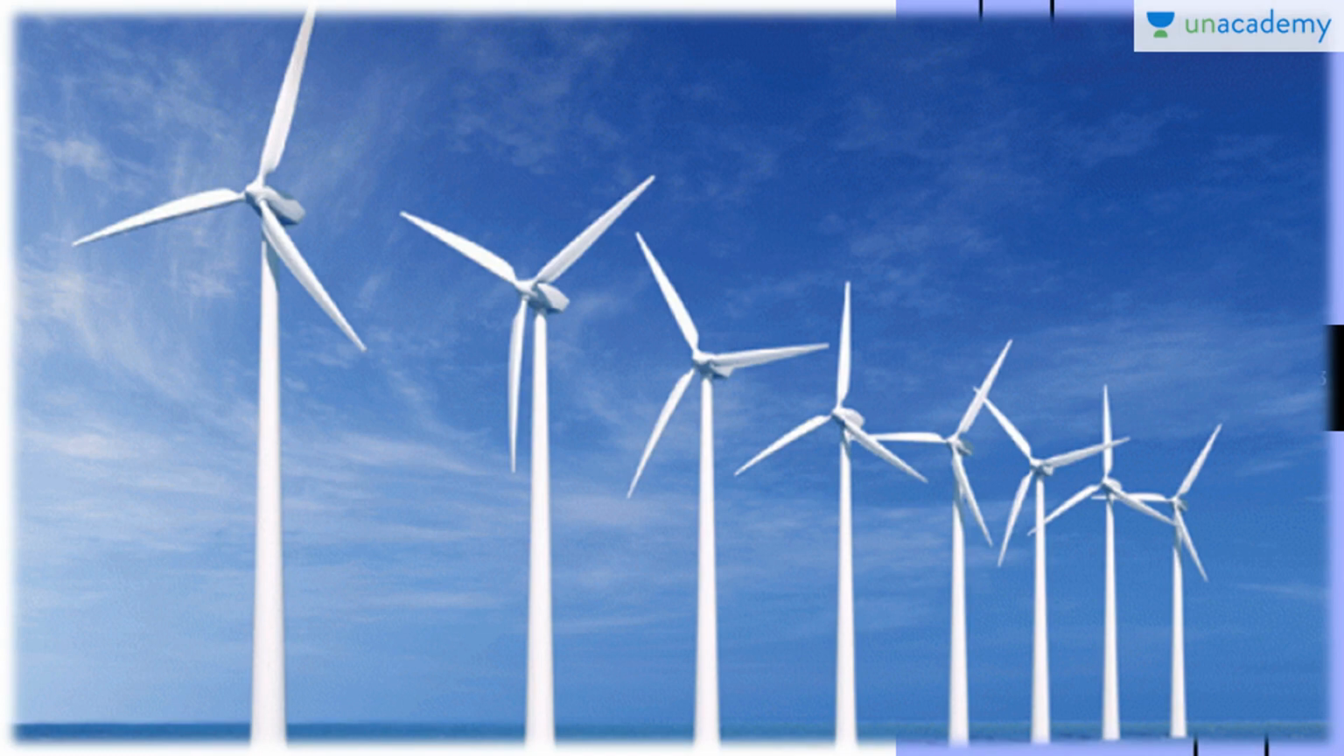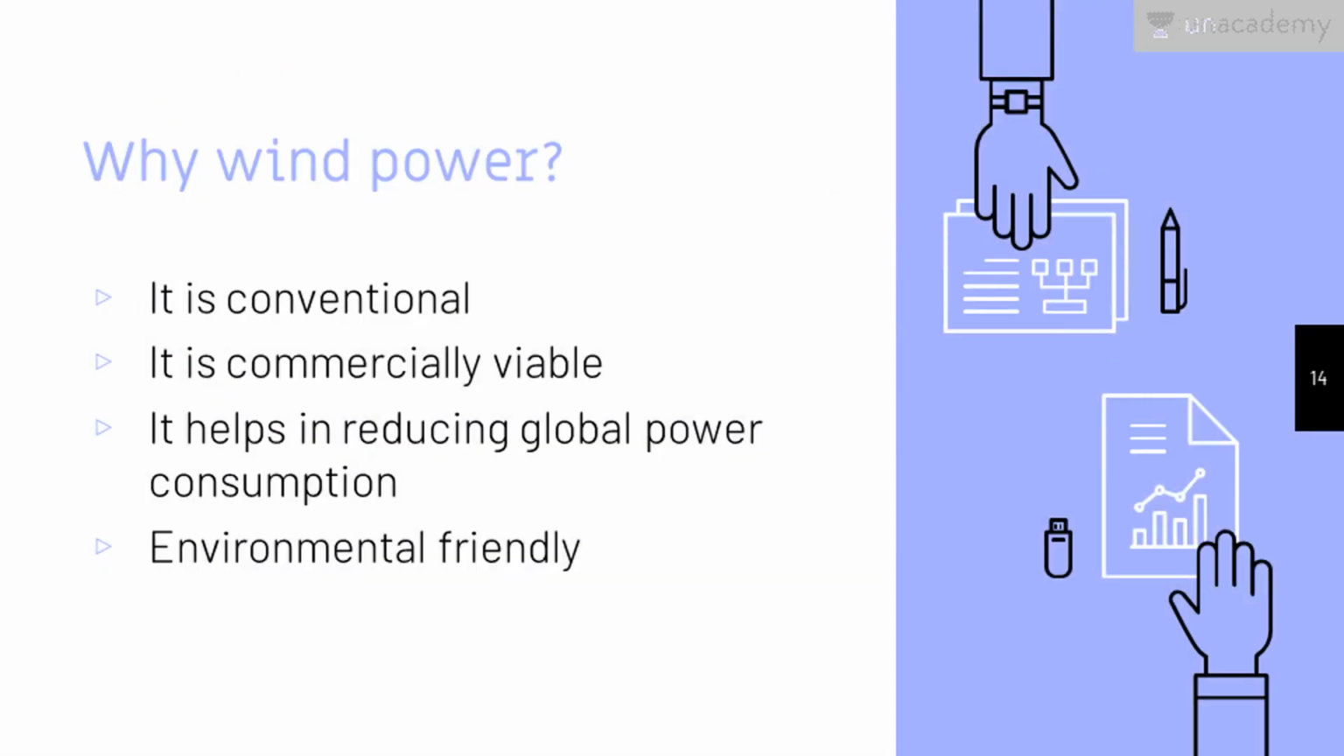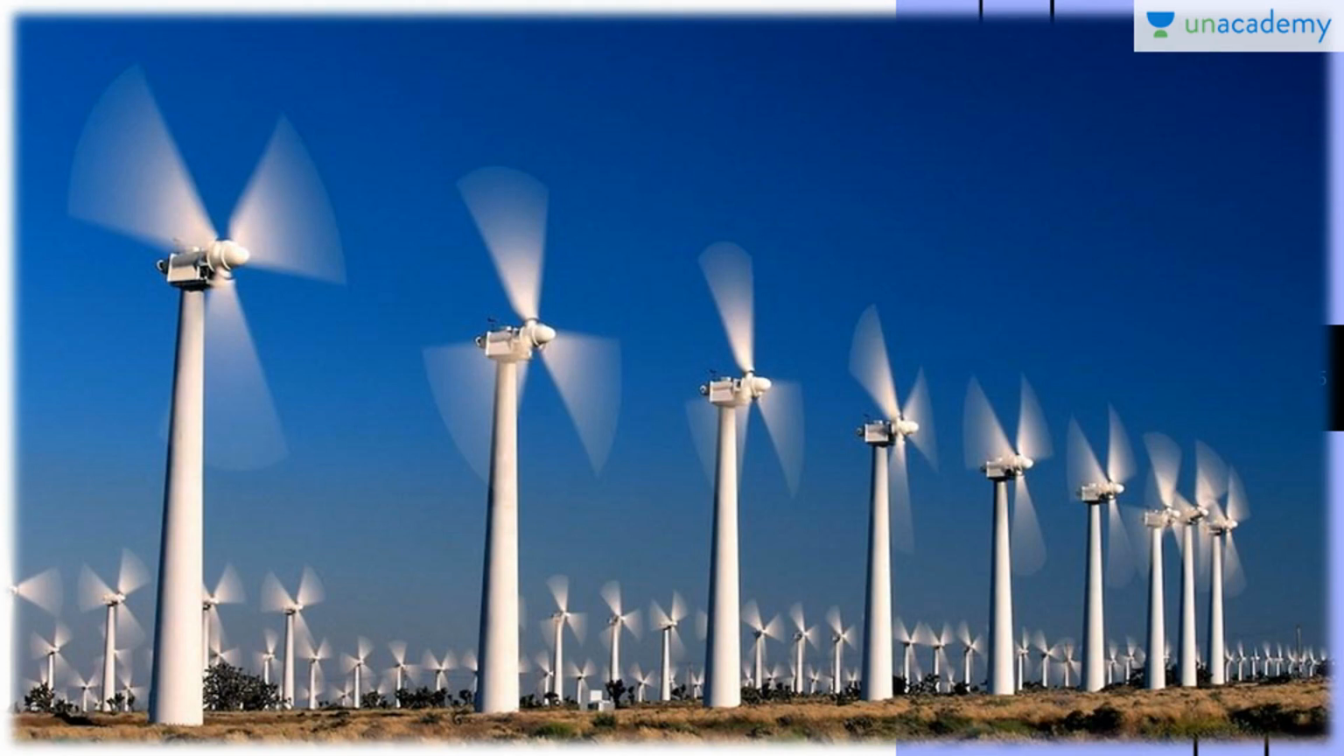So you can see here numerous windmills placed together. So why do we need windmills? It is conventional, it is commercially viable, it helps in reducing global power consumption, and it is very environmentally friendly. So you can see the windmills rotating over here.